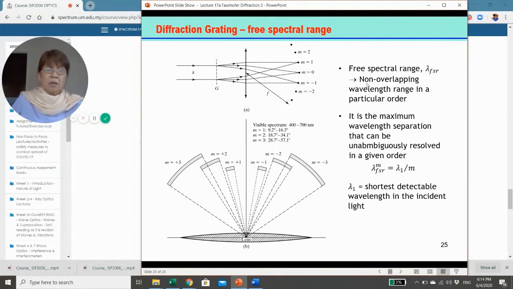So then we define what we call the free spectral range. This actually refers to the non-overlapping wavelength range of a particular order. So it would be the maximum wavelength separation that can be unambiguously resolved in a given order. For example, this would be the free spectral range of order m, and that will be given by lambda 1 over m. So what is lambda 1? Lambda 1 would be the shortest detectable wavelength in the incident beam. Okay, so this will be the shortest wavelength that can be detected.